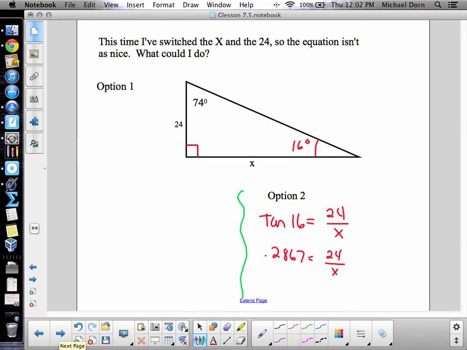All right? I could say multiply both sides by x. So x times 0.2867 equals 24 over x times x. That makes them cancel out. And then dividing both sides by 0.2867, x equals 24 divided by 0.2867.